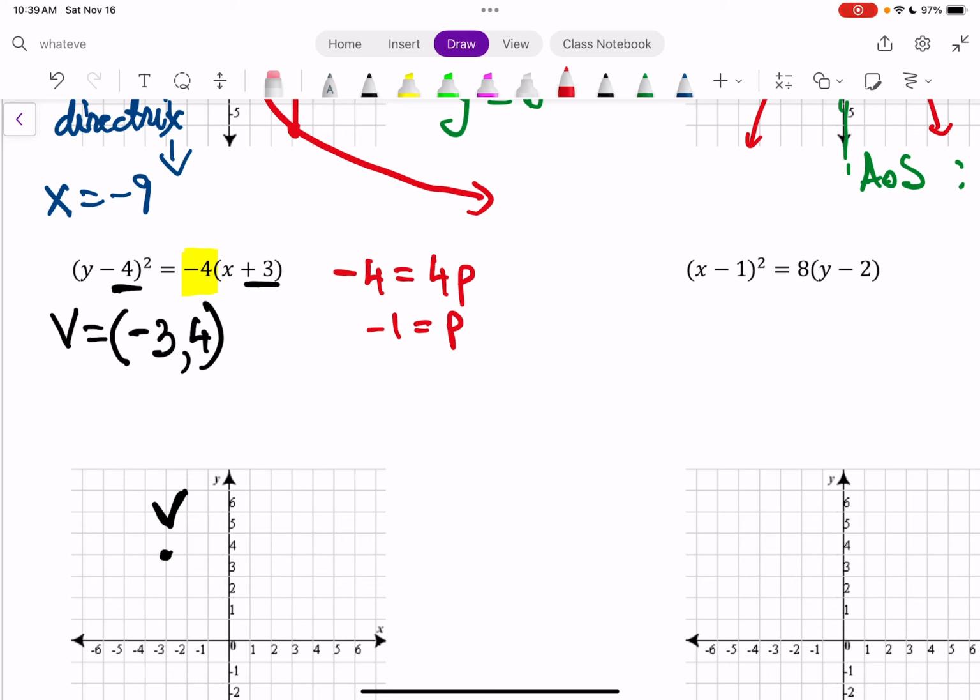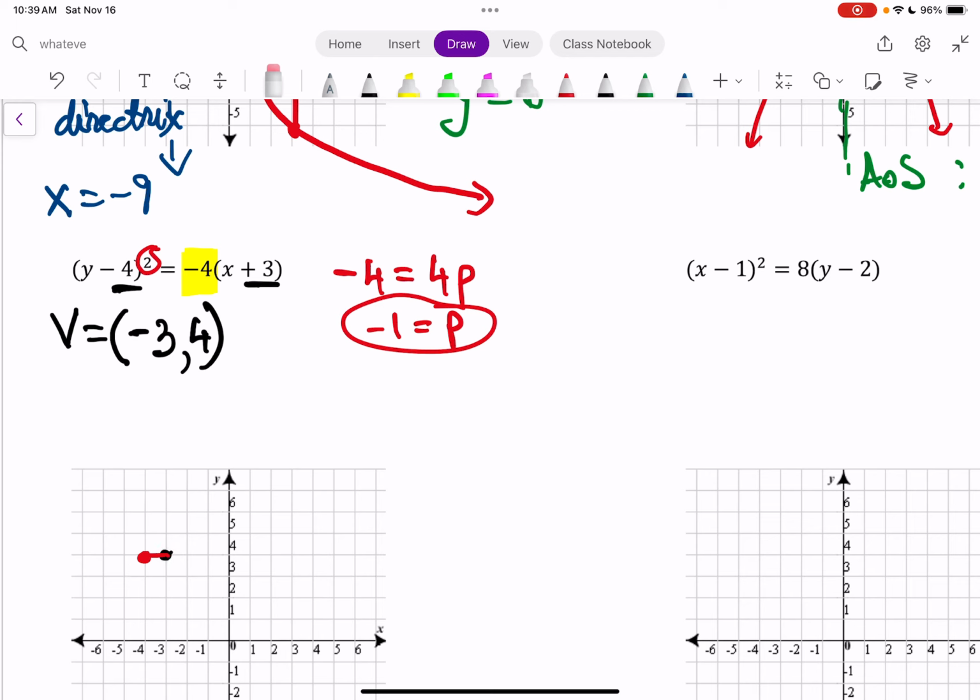All right. So now I have to think of a couple things. Which direction is this going to open? Up and down, right? Left or right? And then in which way am I going to go? So again, since y is the one that's being squared, this is not going to be a function, so it's going to open left or right. And since this p is negative, I'm going to go in a negative direction.